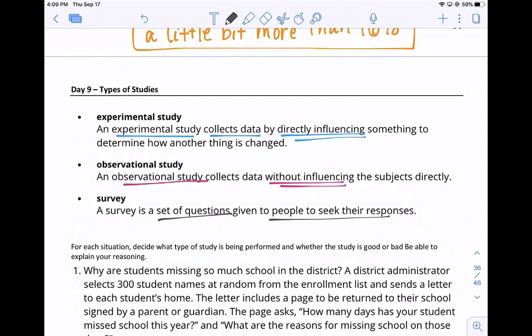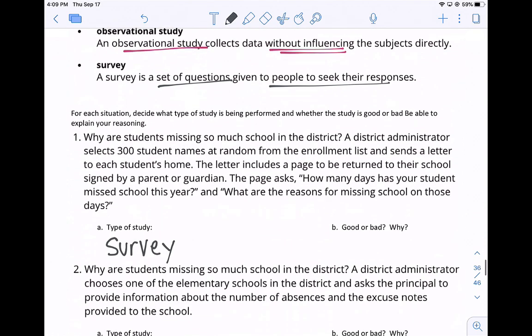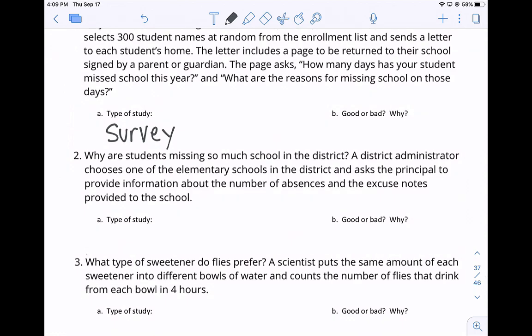All right, so if we take a look at it, it's definitely not an experimental study because we're collecting data, but we're not directly influencing anything. It could be an observational study. It's collecting data without directly influencing the subjects. So I would say observational study. We're getting the number of absences and the excuse notes.